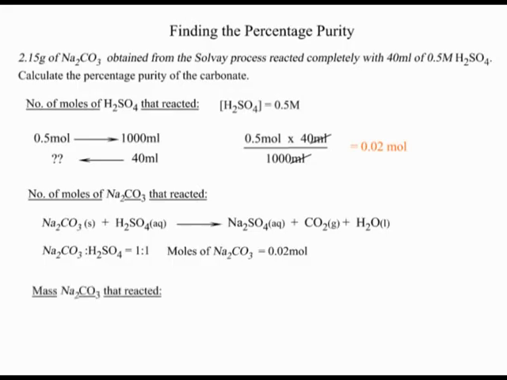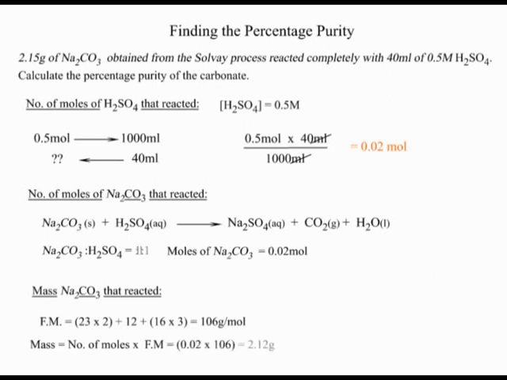The relative formula mass of sodium carbonate will be given by 23 times 2 plus 12 plus 16 times 3. That gives us 106 grams per mole. Mass is equal to number of moles times the relative formula mass. That is 0.02 times 106. That gives us 2.12 grams.